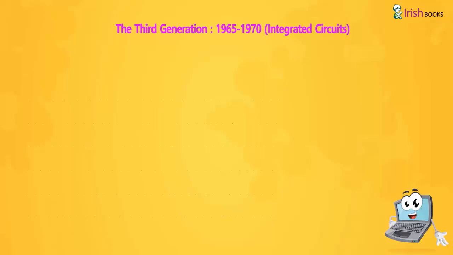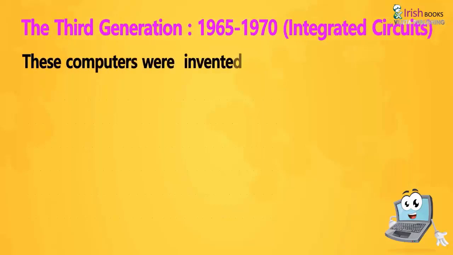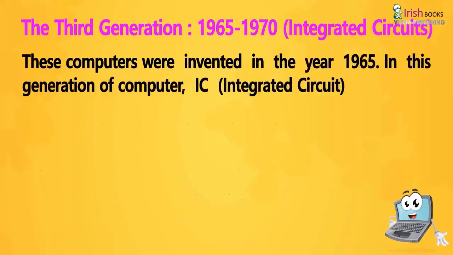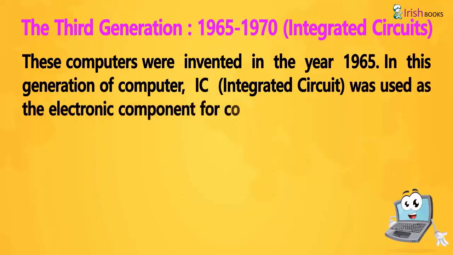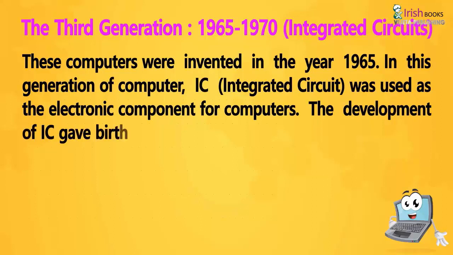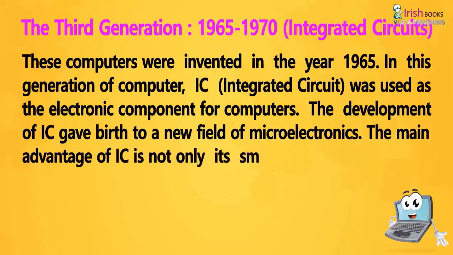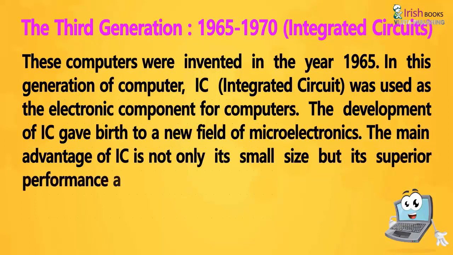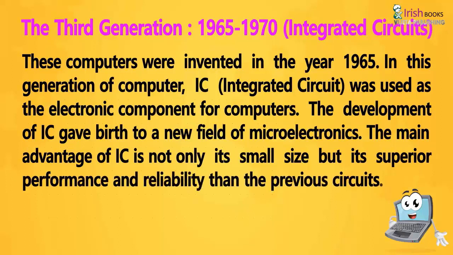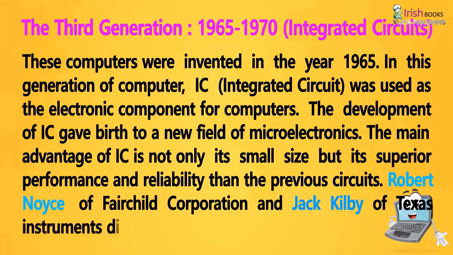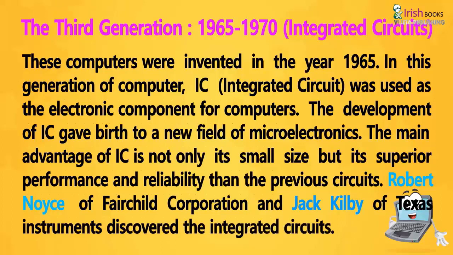Third generation, 1965 to 1970: integrated circuits. These computers were invented in the year 1965. In this generation of computers, the IC, integrated circuit, was used as the electronic component. The development of the IC gave birth to a new field of microelectronics. The main advantage of the IC is not only its small size, but its superior performance and reliability compared to the previous circuits. Robert Noyce of Fairchild Corporation and Jack Kilby of Texas Instruments discovered the integrated circuits.